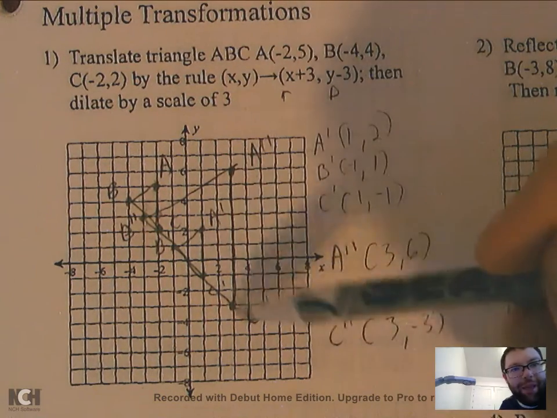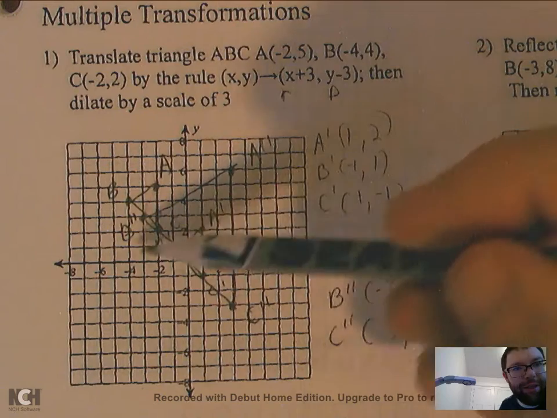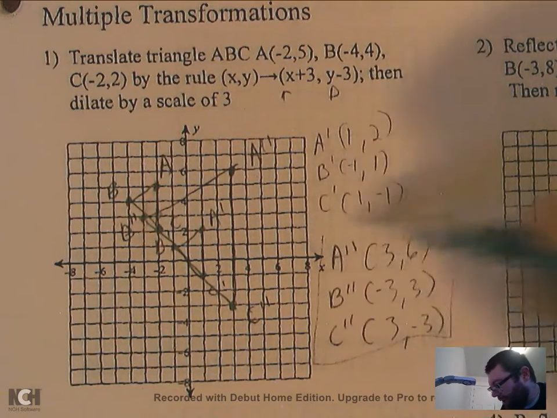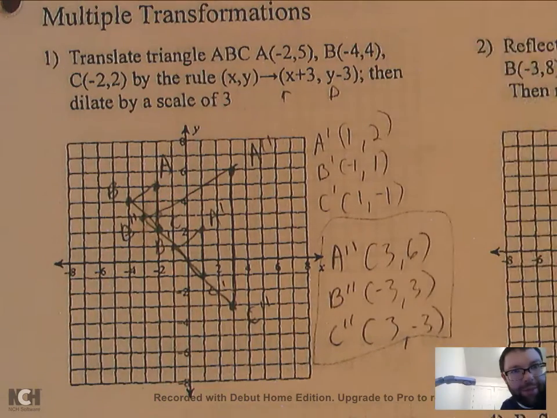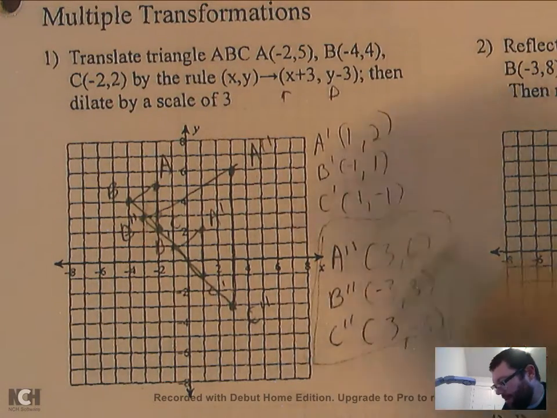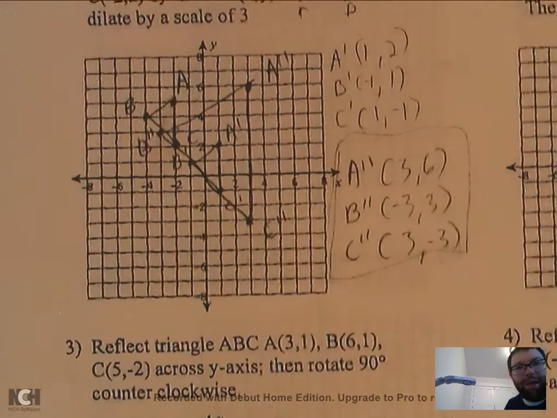Okay? And this is the big one, the final triangle. These are going to be the points I want to put into Canvas or whatever, because that's my final answer. Those are my points that have been transformed twice, right? These are the double primes, right?